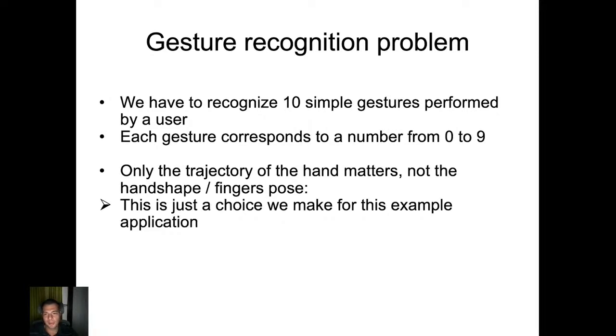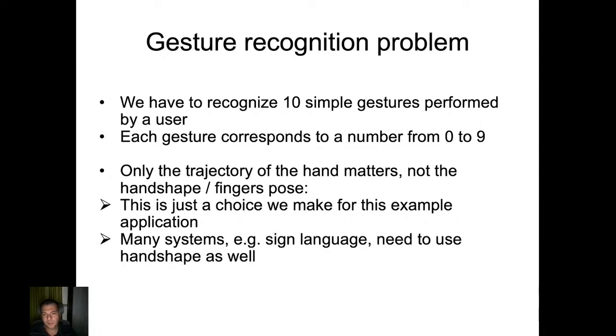Okay, so I just said this before. This is just a choice that we make for this application, and actually this choice is also valid for sign language. You can basically recognize the gestures only based on the hand movement. Of course, the accuracy can improve if you consider the shape of the gesturing hands and so on.